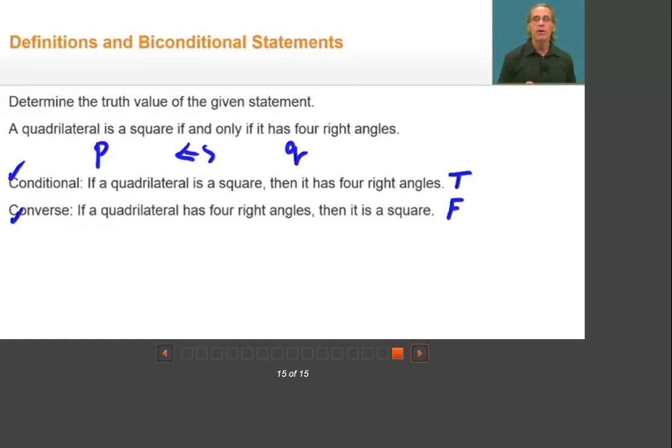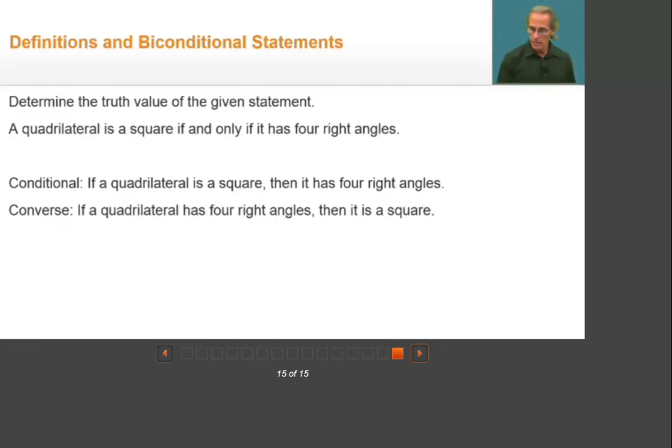And it's false because we can sketch a rectangle. This is a quadrilateral. It has four right angles, but it isn't a square. So this biconditional statement that we're seeing is false. Well, what do we have to add to the biconditional statement in order for this converse statement to be true? We must know that all four sides are congruent in order to guarantee the quadrilateral will be a square. So I'm going to add that in.